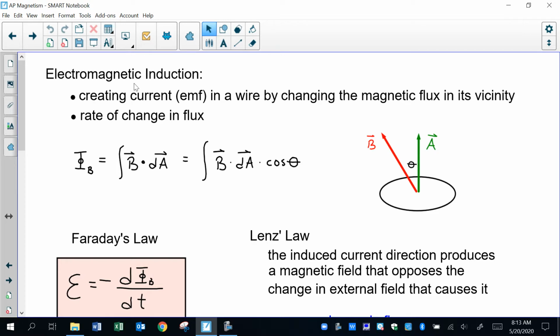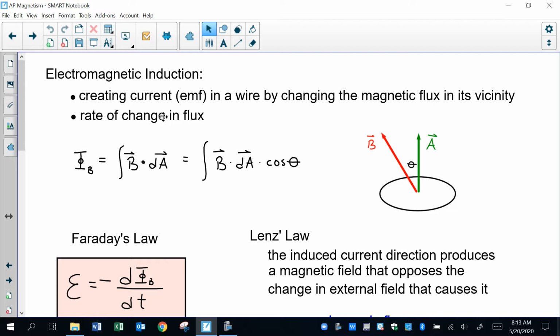So what electromagnetic induction says, or what we've found, is that you can create current. Now current is amps, I, EMF is voltage or V. I realize that this statement seems to kind of contradict, but basically to have current, you must have some kind of an EMF, some kind of an energy source to push the charges. So we can create this in a wire by simply changing the magnetic flux that is near it. So basically what we look at is the rate of flux change will tell us how much induction we have.